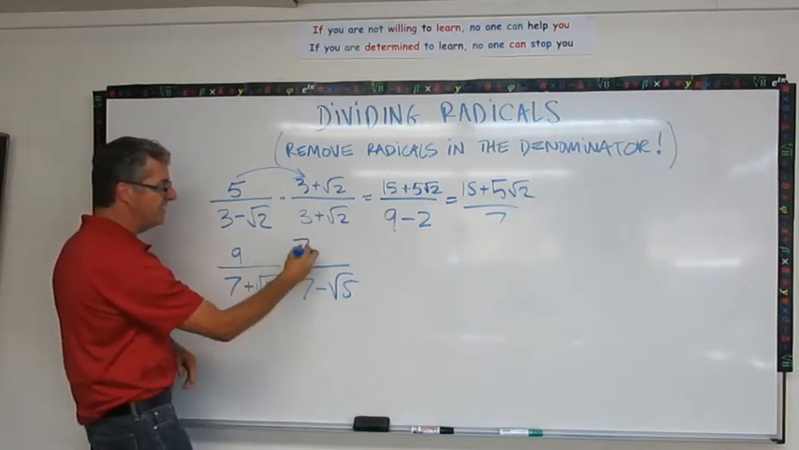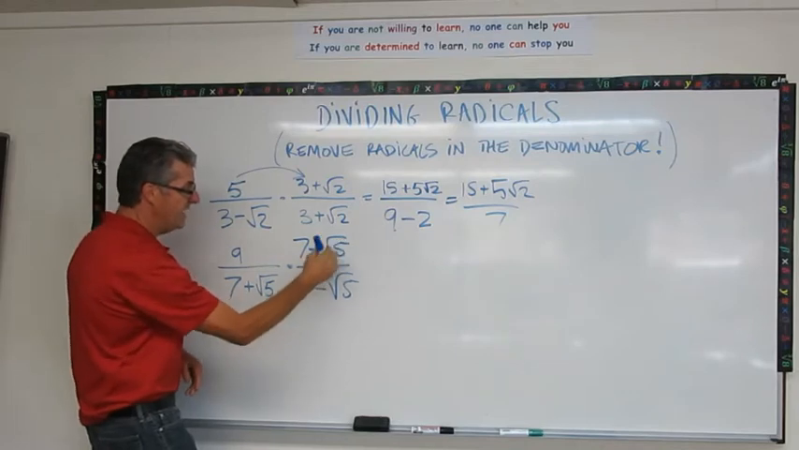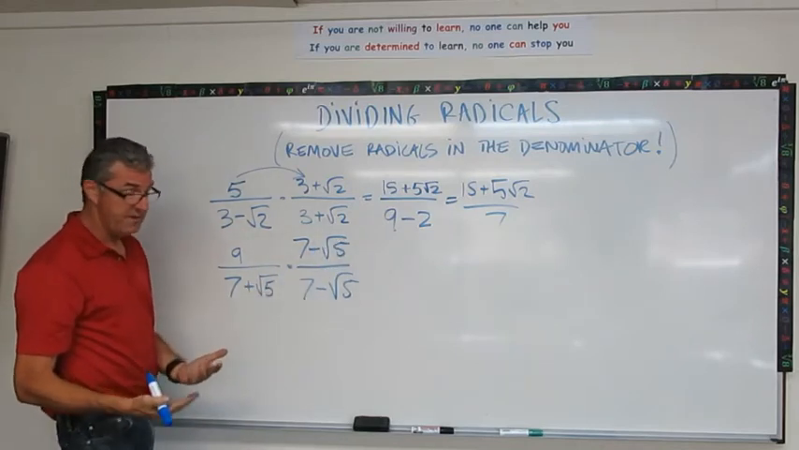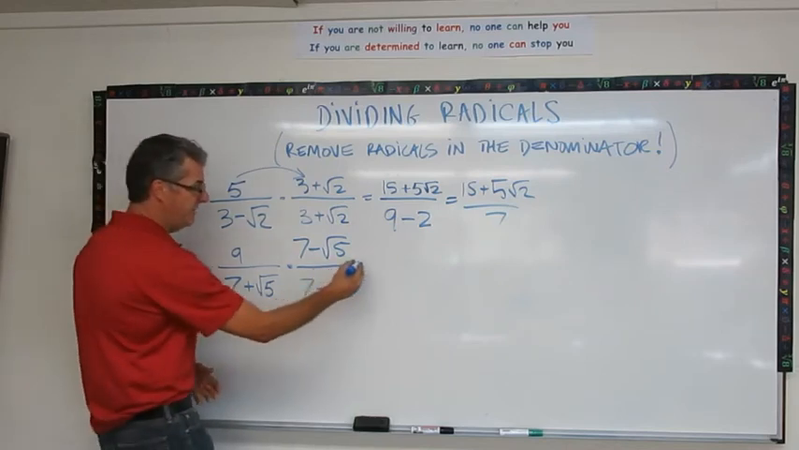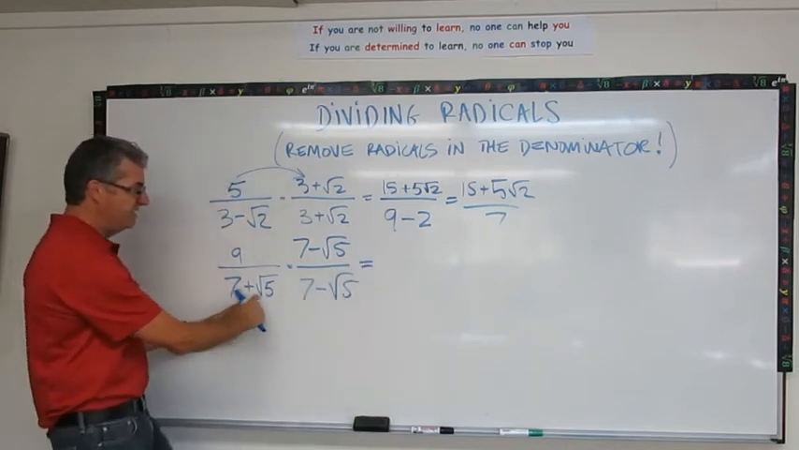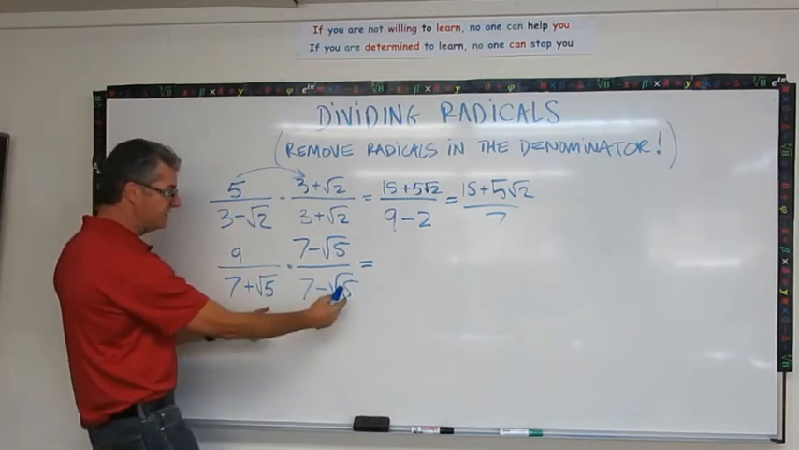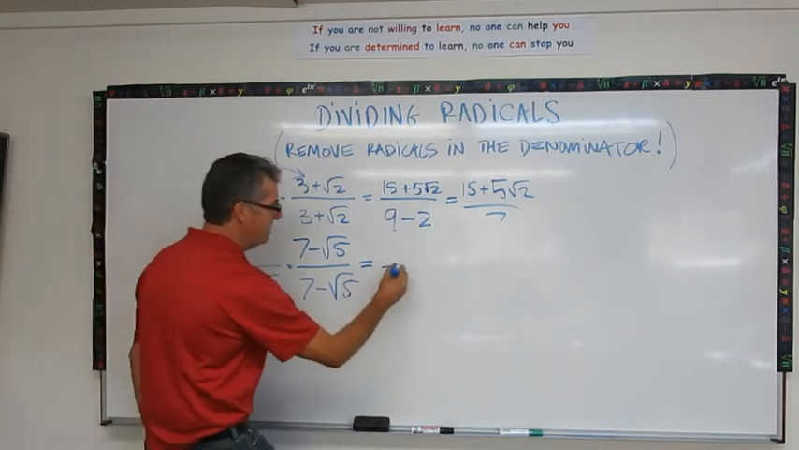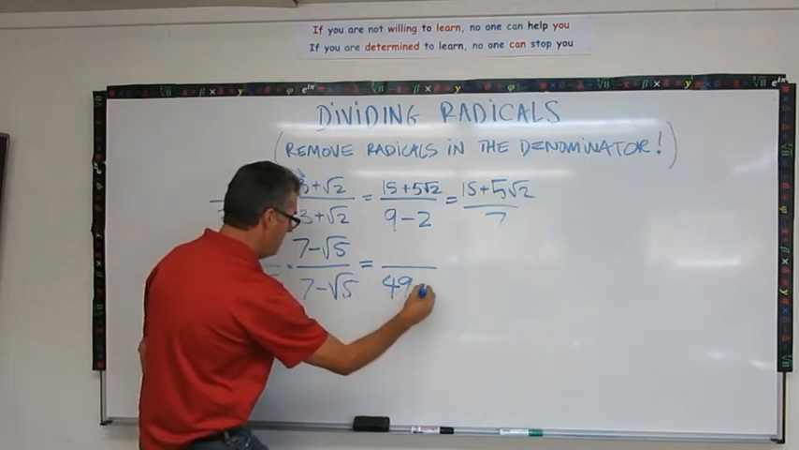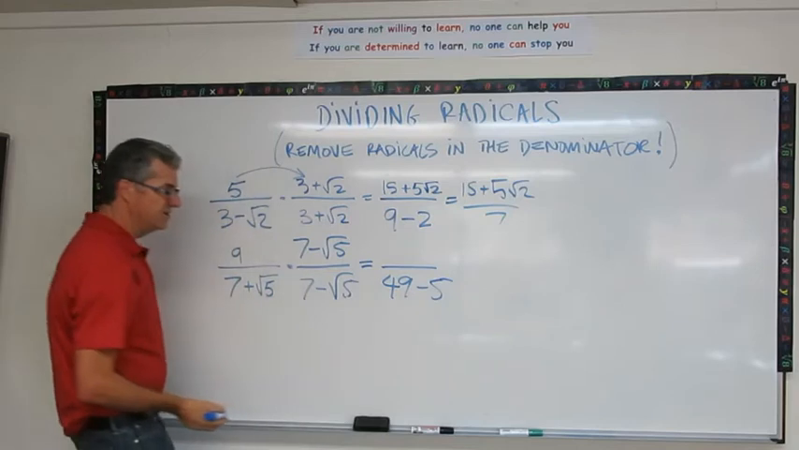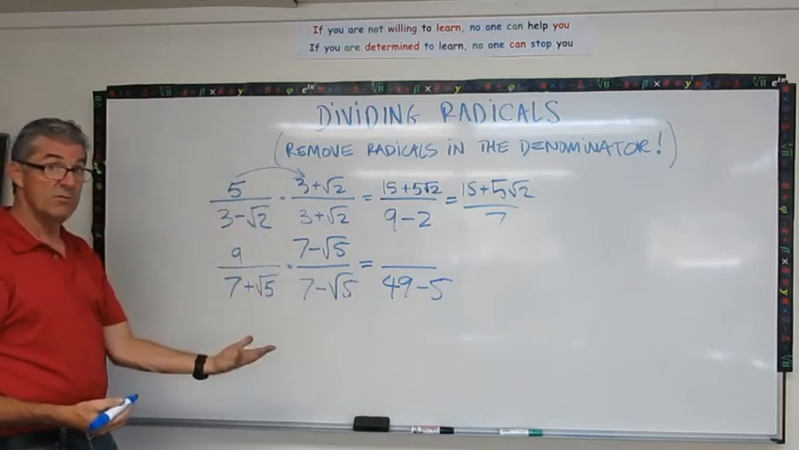And I'm going to do the same thing on top. So again, this is just 1. It's a very weird and wacky version of 1, but it's 1. So now I can exploit my difference of squares pattern, and it's just going to be the first thing squared minus the second thing squared. So that's going to be 49 minus root 5 squared is 5. So there's the bottom. Presto, no more roots.